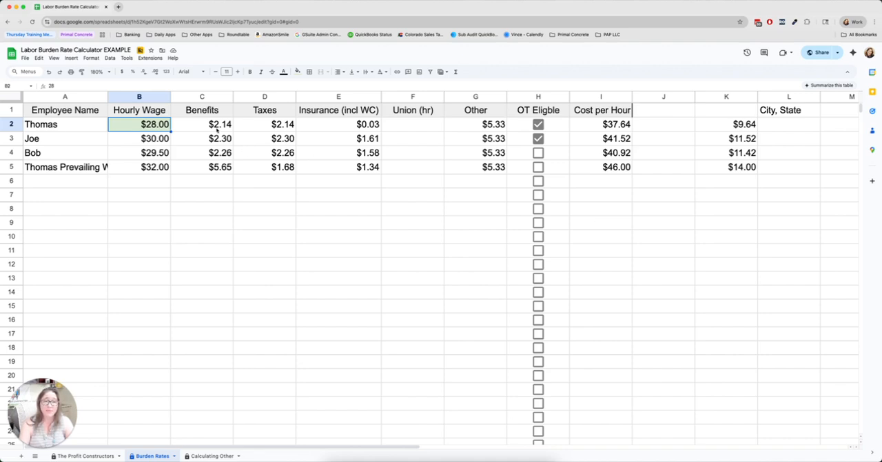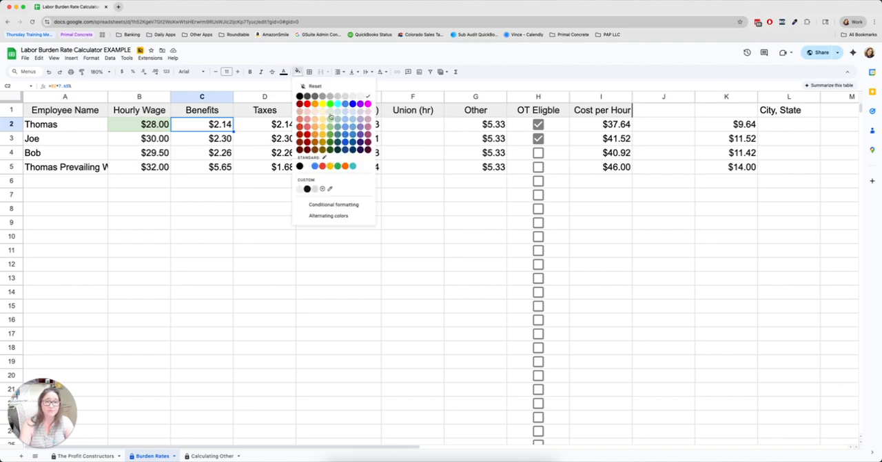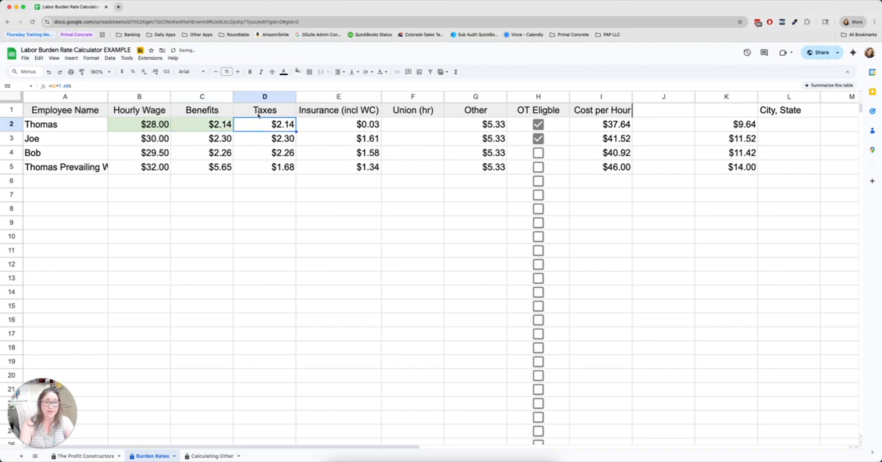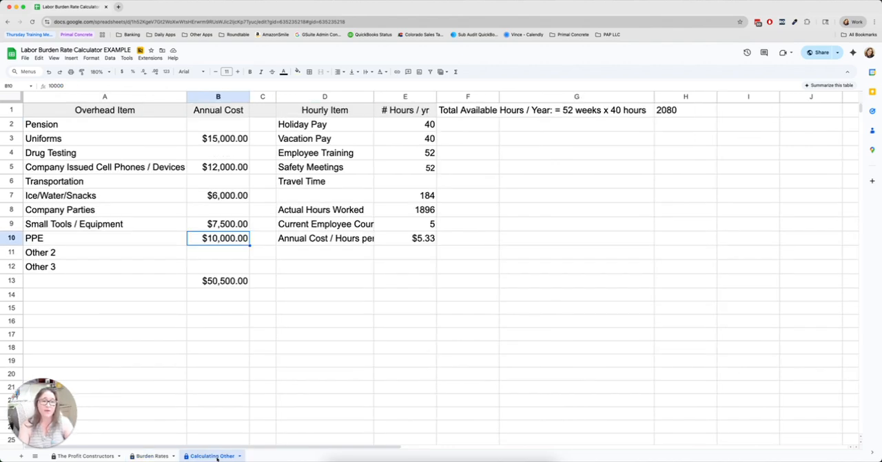We added in his benefits, his payroll taxes, and his insurance. But there were other expenses that increased simply because Mike hired Thomas. So we started going through them.